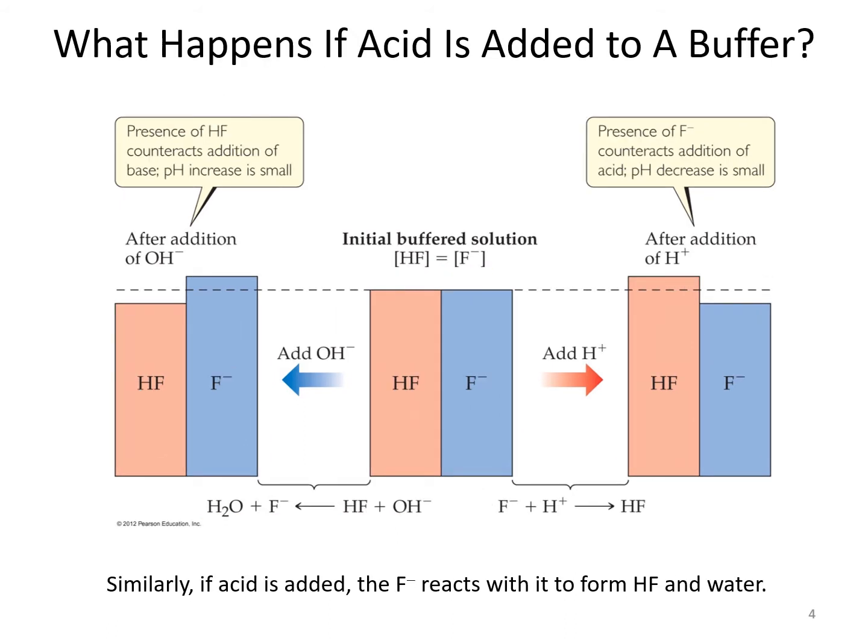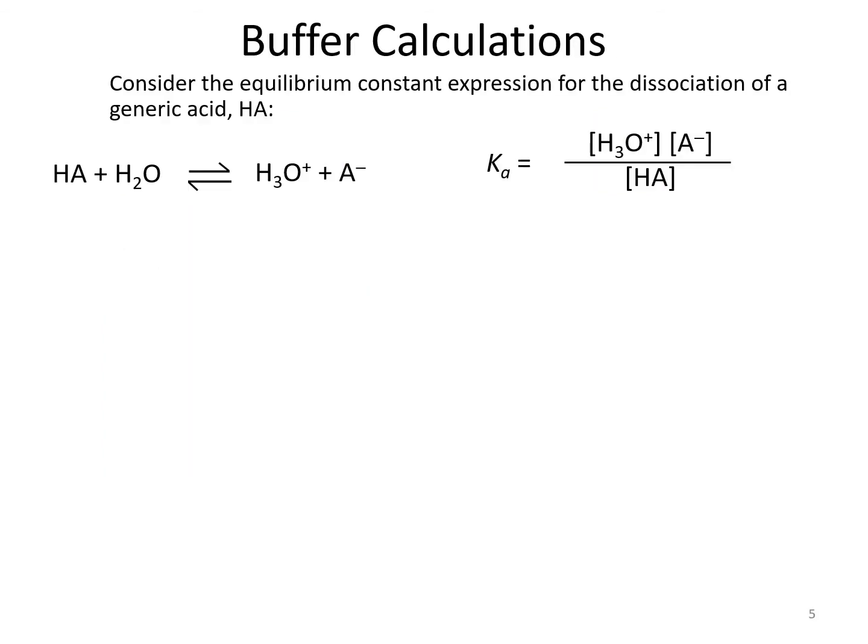If you take this same buffer and add some acid to it, that will react with the fluoride ion to produce undissociated acid. Thus, the pH remains the same. So how do you do the calculations?